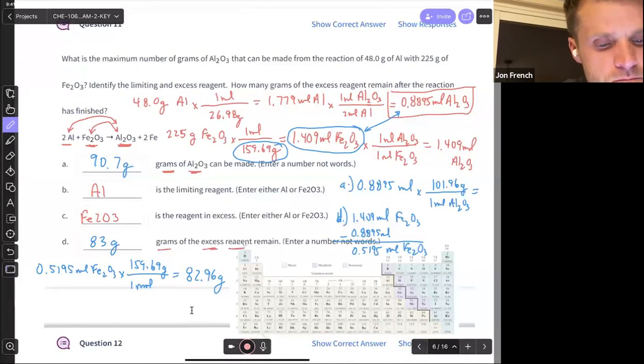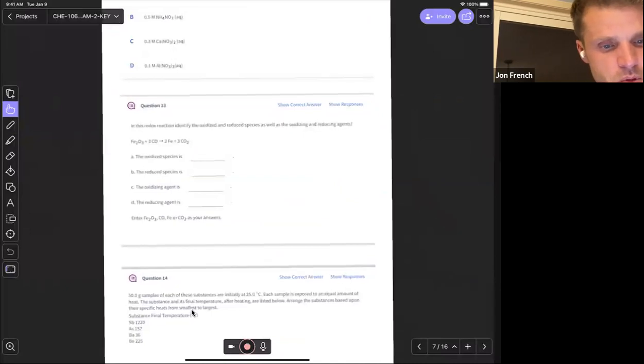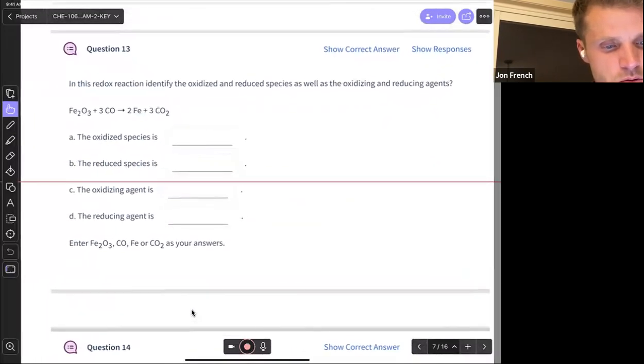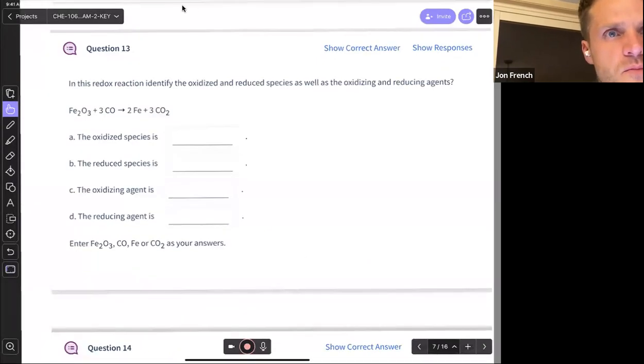for question 11. All right, we'll do two more questions. We'll do 13 and 16, and then we'll call it a night, and then I can do the rest on Tuesday, or we can do some of these again on Tuesday. All right, question 13 is a redox reaction. Identify the oxidized and reduced species as well as the oxidizing and reducing agents.